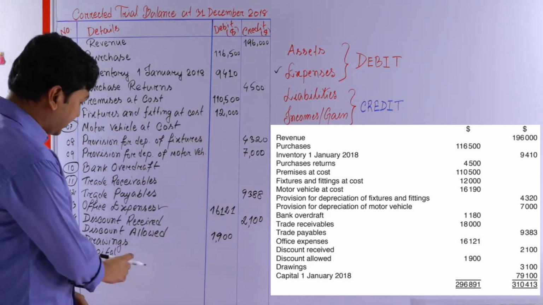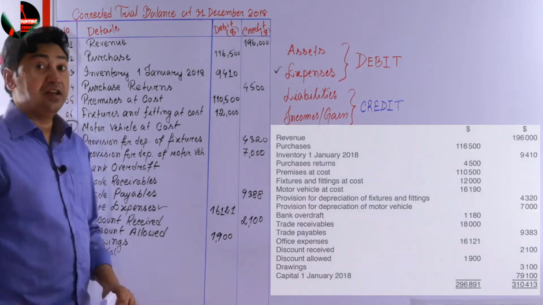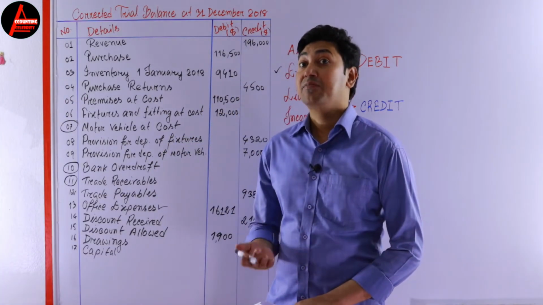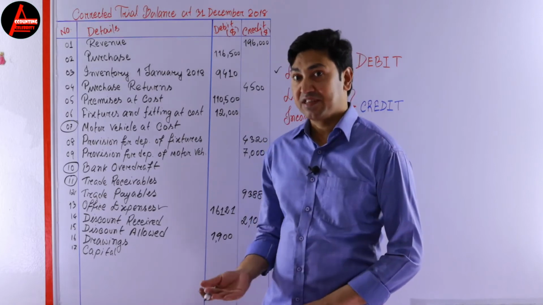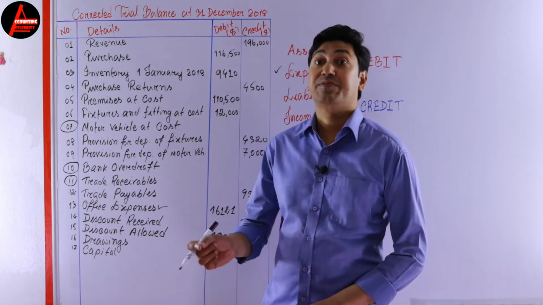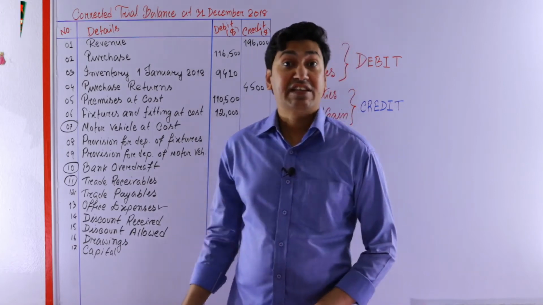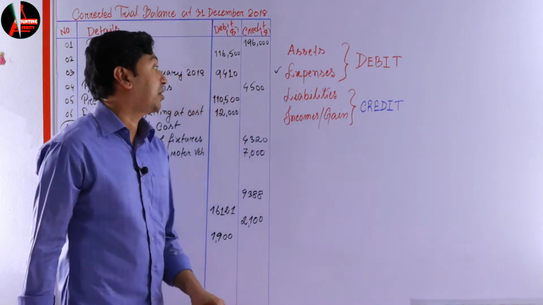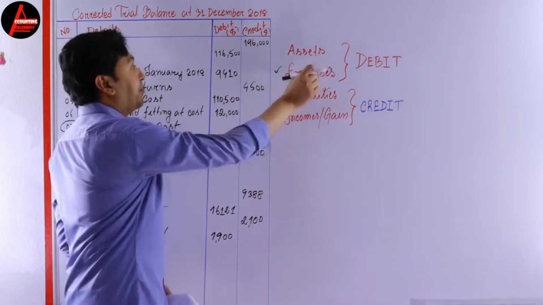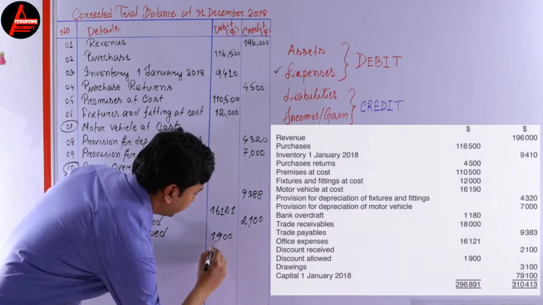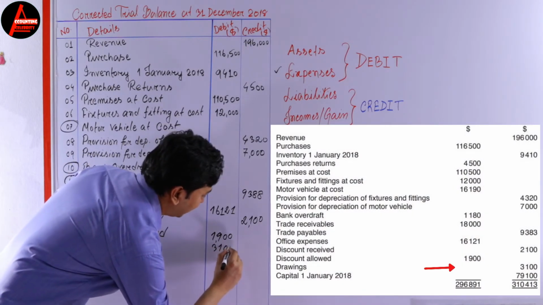Great. Next one is here drawings. Okay, so what is drawings? What do you mean by drawings? So the owner sometimes takes money, take goods from the business. Okay, this will be debited to the owner's personal account. So this is a drawing. So drawing is an expense, so we have to write in the debit side because it has a debit balance. So let us write here $3,100.